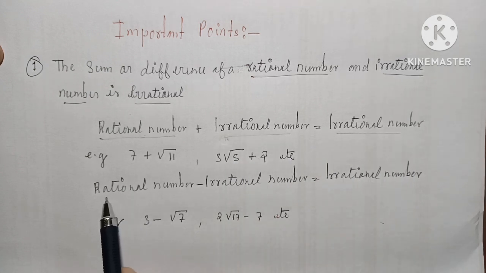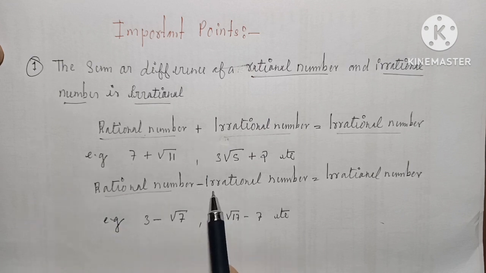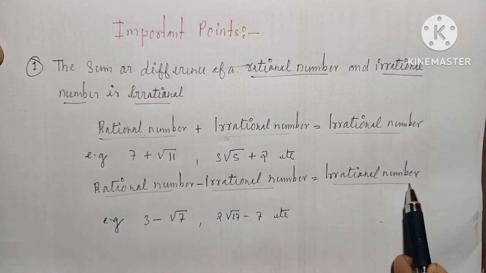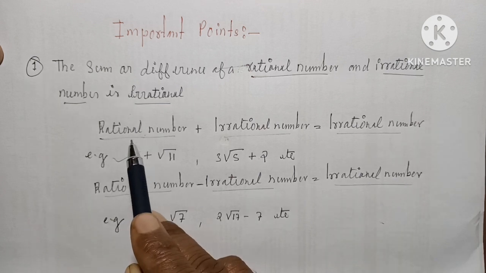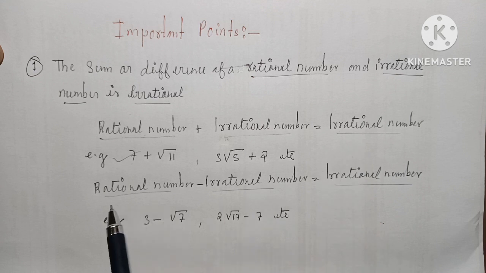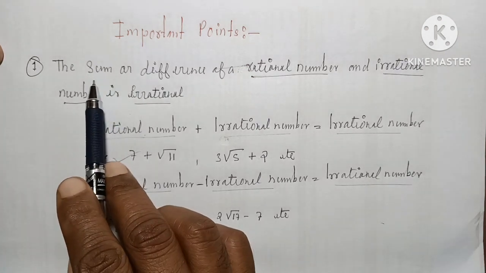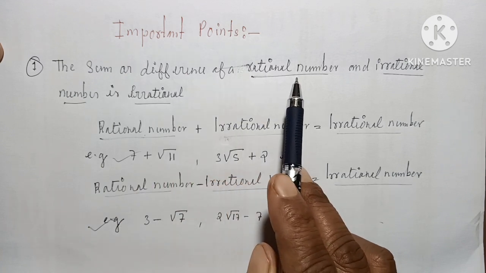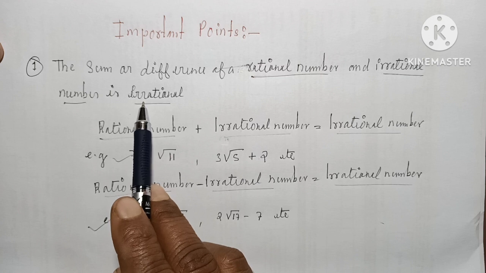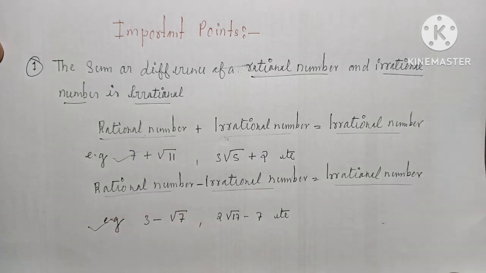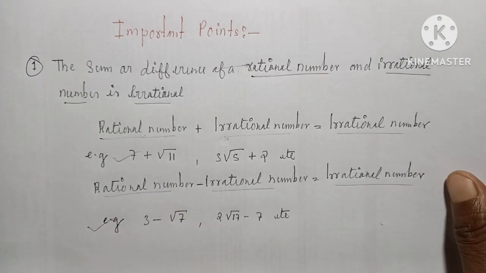Again, a rational number minus an irrational number is also an irrational number. Here is an example of rational plus irrational is irrational. Then here is an example of rational minus irrational is irrational. This is our first point: the sum or difference of a rational and an irrational number is always irrational. I hope you understand the first point.